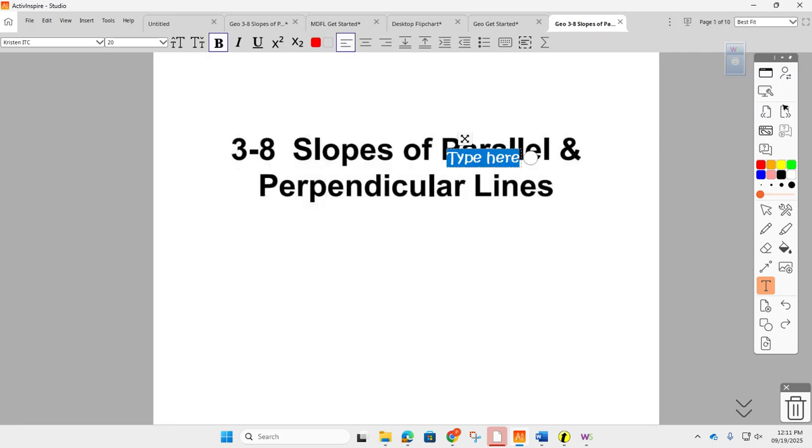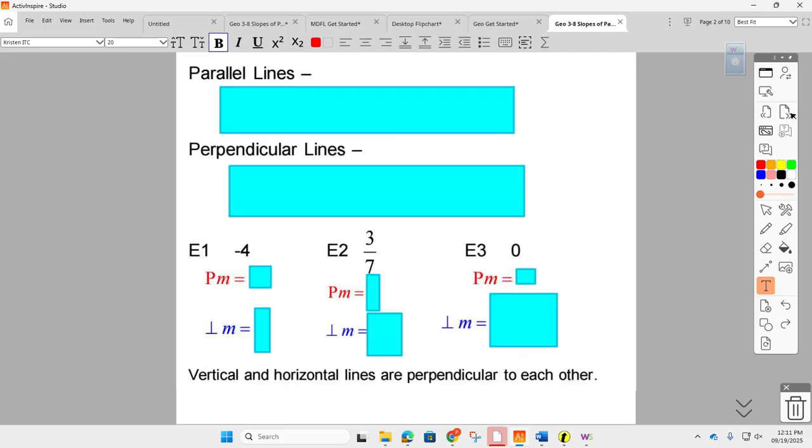So today we are talking about slopes of parallel and perpendicular lines. Parallel lines are an algebra benchmark. You guys should have been working it.